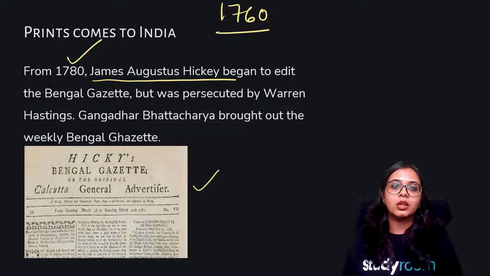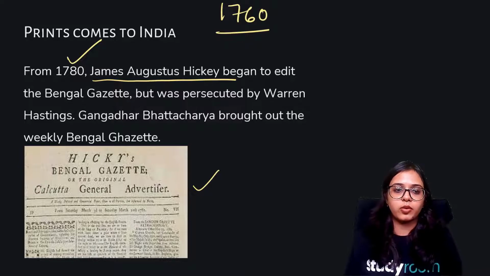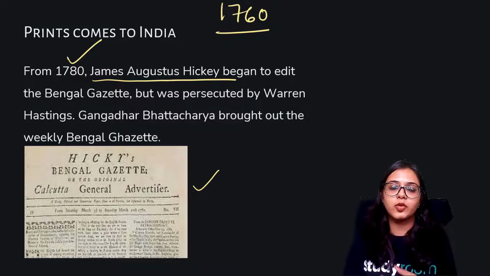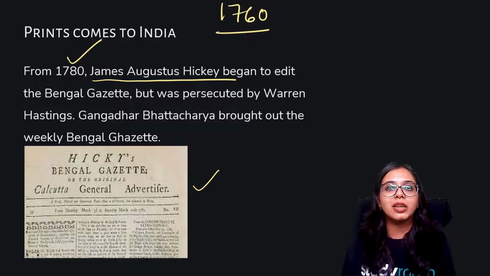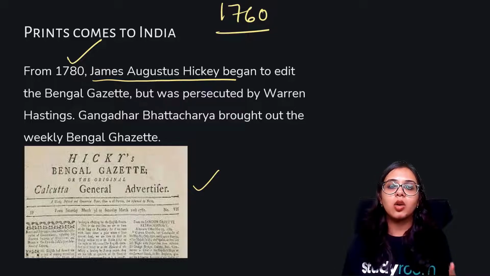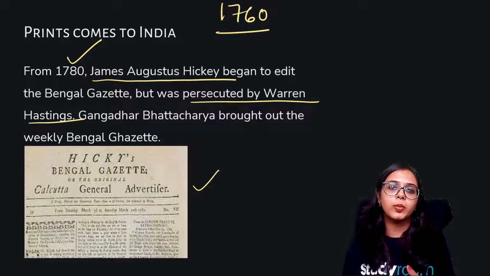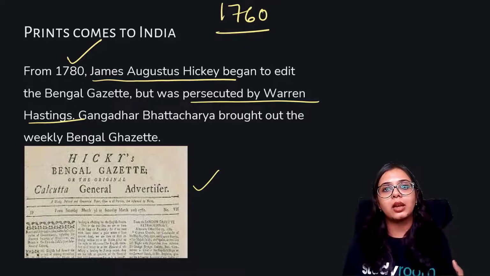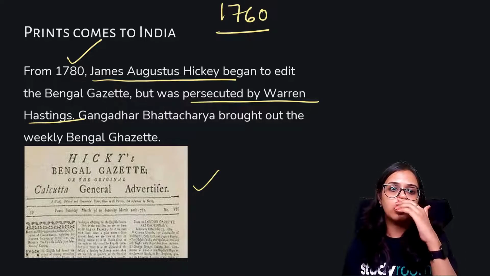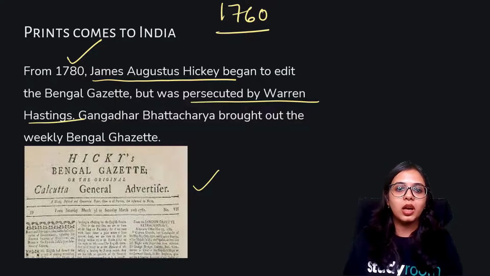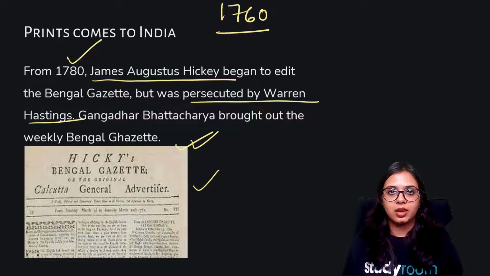Okay, and in this Gazette, in this piece of article, newspaper, all right, he was somewhere or the other criticizing the way the upper Englishmen were propagating their rule in India. So he was critical of their ways, and he was making a gossip or making a mockery of their ways. So that is why he was persecuted by Warren Hastings later. And later some other people came about, and they started to ensure that English was the medium in which newspapers are being printed. So Gangadhar Bhattacharya brought out the weekly Bengal Gazette. Okay.